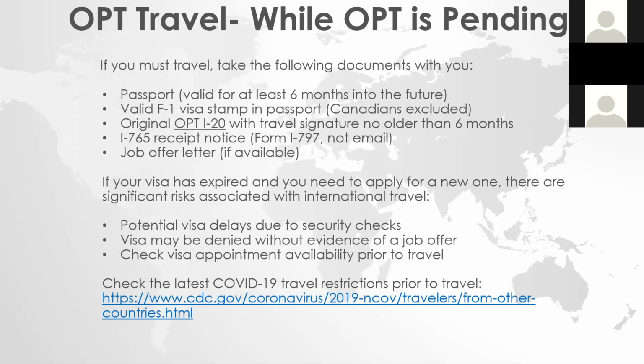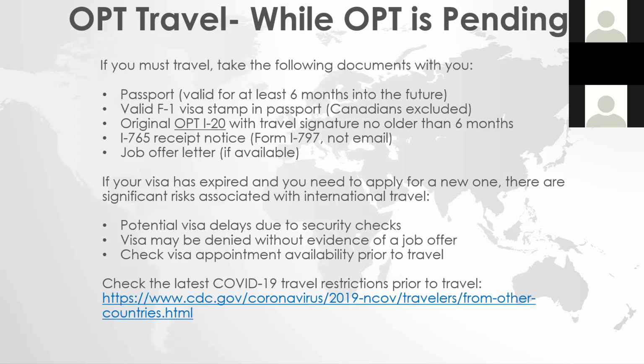If you have to travel while your OPT is pending, we suggest that you bring the following documents with you. This is pretty standard if you've traveled in and out of the US during your time as a student: obviously your passport valid for at least 6 months into the future, a valid F1 visa stamp in your passport. Canadians are obviously excluded from that. Your original OPT I-20 with a travel signature, no older than 6 months.